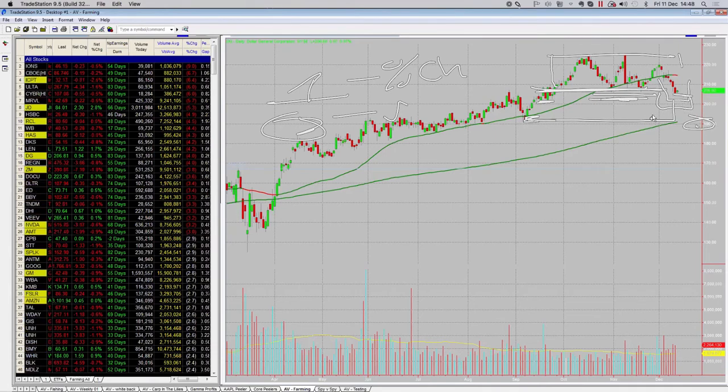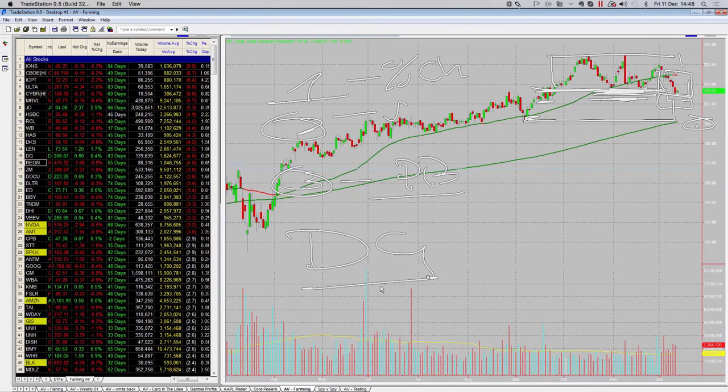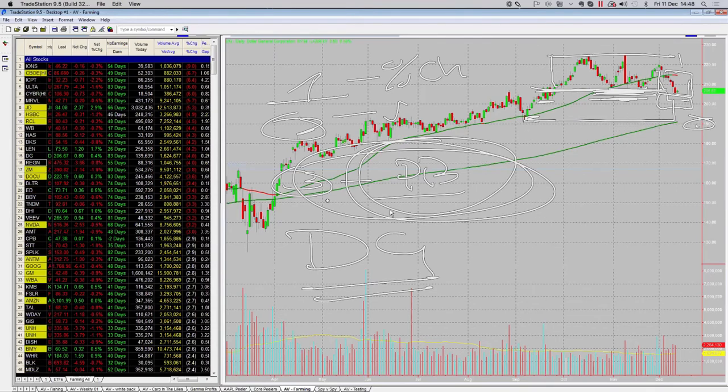That could be interesting. So 3, wait for a pullback. That's what I'm waiting for. I've got a thrusting move. It's going through supports. This is a DG, Dollar General. It's nearly there. I'm waiting for step number 3. Put it on the watch list, come back tomorrow.